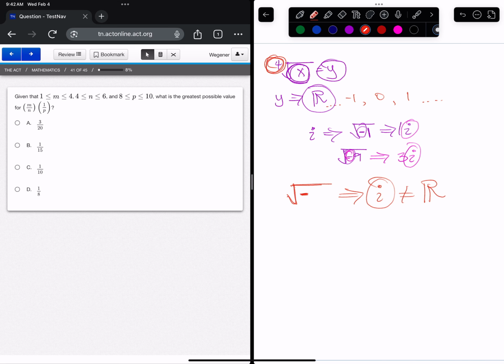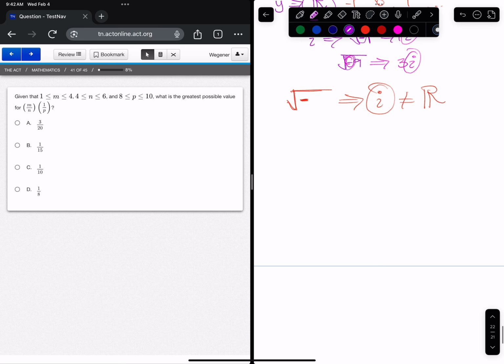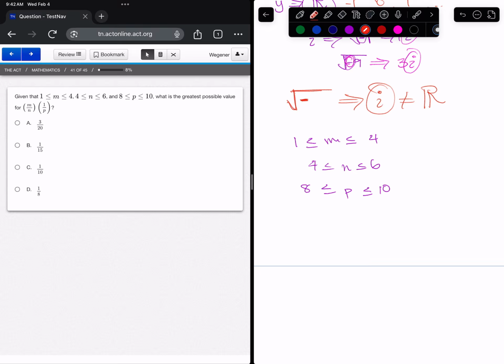Next one. So number 41, we have m is in between 1 and 4, and then n is between 4 and 6, and p is between 8 and 10, okay? It's asking us what is the greatest possible value for m over n times 1 over p.